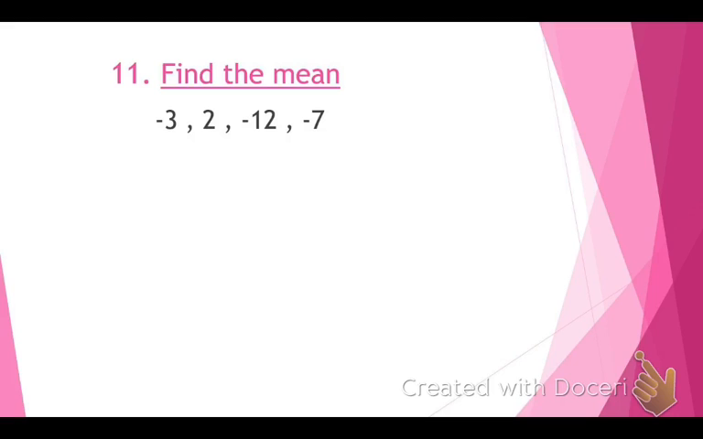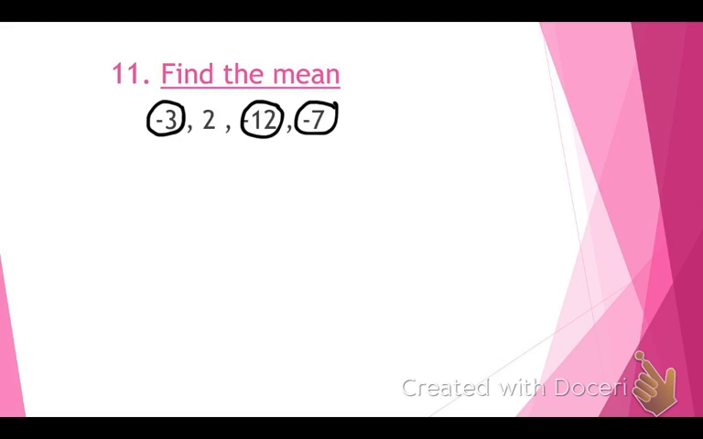What does it mean to find the mean? Average. Find the average, okay? What I want you guys doing is looking for like terms. That's numbers that are like each other. What else is like negative 3, negative 12, and negative 7? Why are those alike? Because they have a negative. They're all negative numbers, okay?